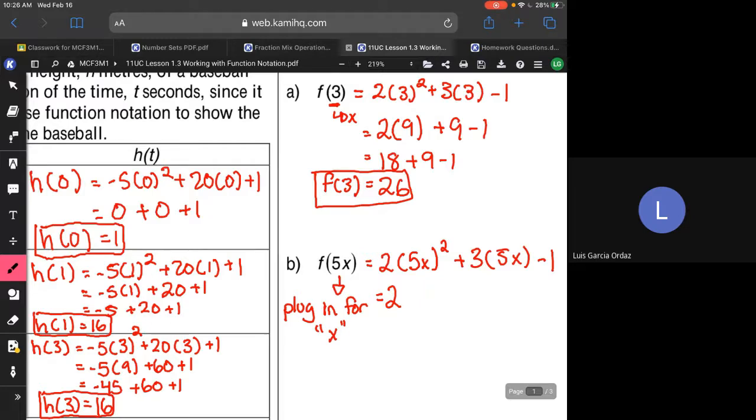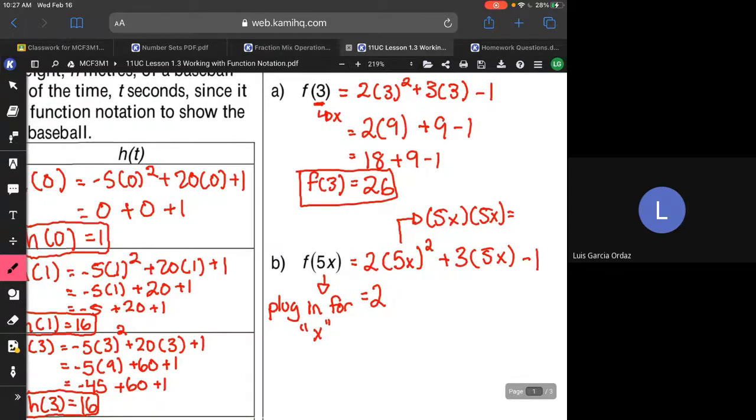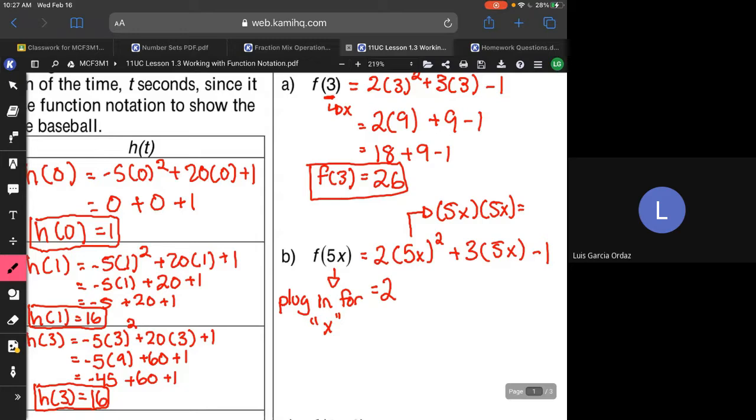No. When I have something squared, how many of the same things do I have? We have 2 of the same things. So 5x squared is the same thing as saying 5x times 5x. So let's do the numbers together. What would 5 times 5 be? 25. And what would x times x be? X squared. So 5x squared is the same thing as saying 25x squared.